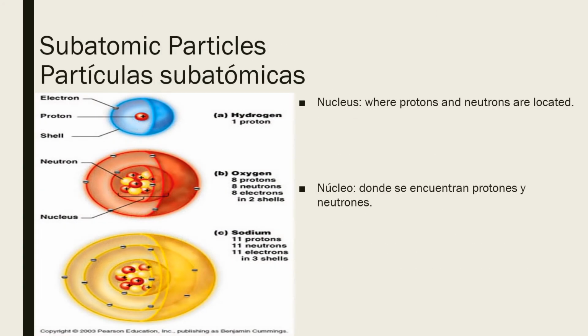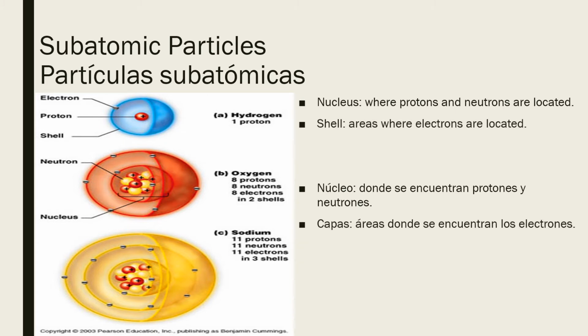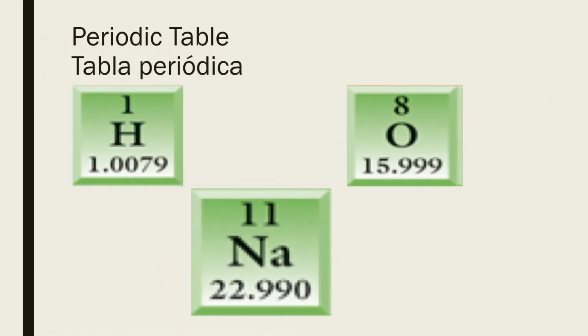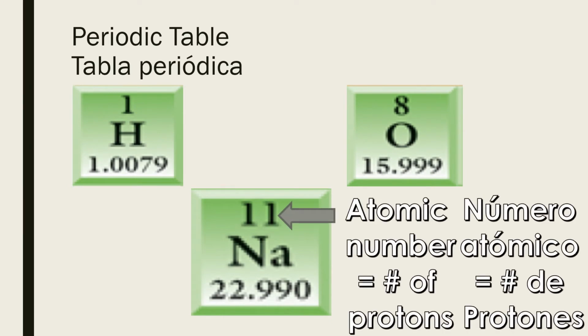Again, the nucleus is where protons and neutrons are located. Electrons are located around the nucleus in areas we call shells. The name of the element is based on the number of protons. The number that is a plain digit on the periodic table, like 1, 8, or 11, is called the atomic number. It means the number of protons. We'll talk about the lower number later.